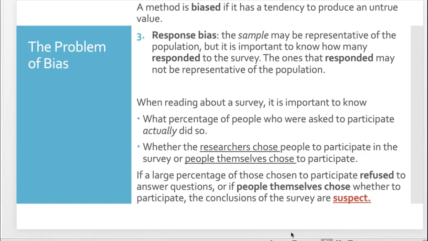Okay, so one thing that's very important is that when reading about a survey, it is important to know what percentage of people who were asked to participate actually did so. That's called a response rate. Also whether the researchers chose people to participate, or people themselves chose to participate. If a large percentage of those chosen to participate refuse to answer questions, or if people themselves choose whether to participate, these conclusions are going to be very suspect.